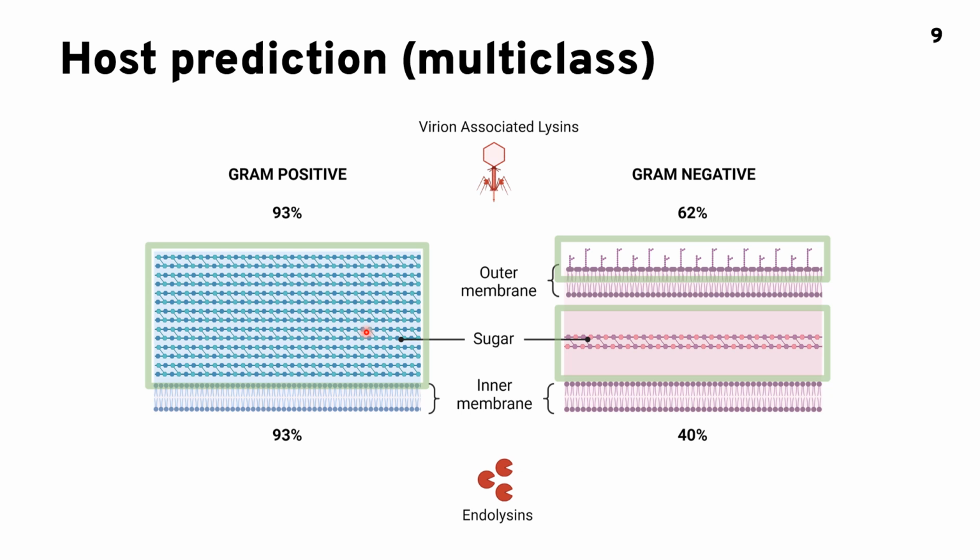Second, we notice that virion-associated lysins are better predictors for gram-negative infecting phages than endolysins. Again, we suspect this has to do with the fact that the most external layer of sugars is more diverse than the inner protected layer.